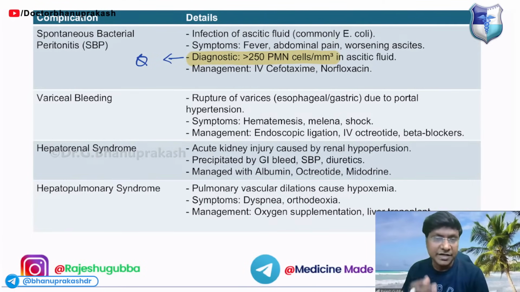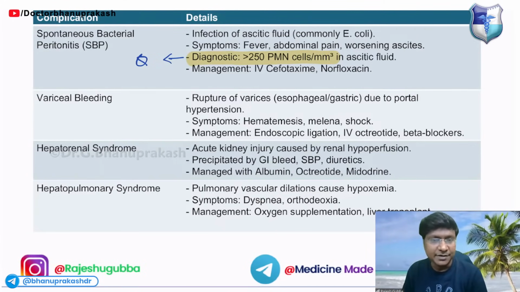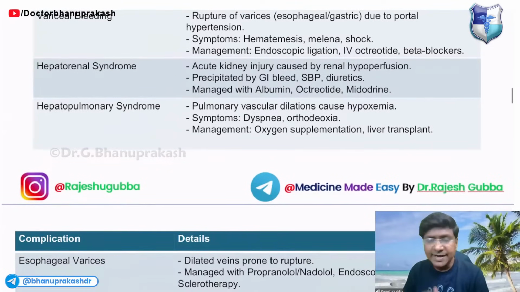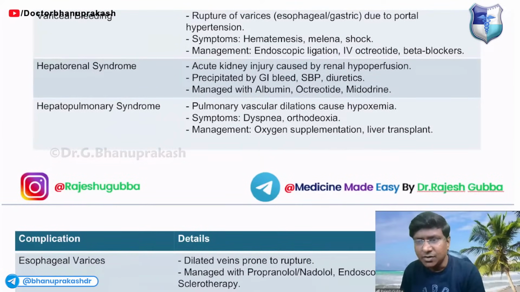Mainly, whenever you are doing the ascitic fluid analysis, the polymorphonuclear leukocytes should be more than 250 polymorphonuclear leukocytes per cubic millimeter. That is what you will observe in case of spontaneous bacterial peritonitis. Okay? Next, coming to variceal bleeding. Already I have discussed variceal bleeding also.